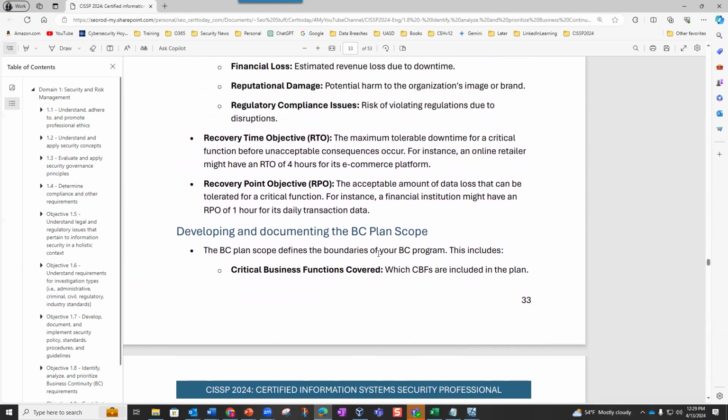Recovery time objective, or RTO, which is the maximum tolerable downtime for a critical function before unacceptable consequences occur. For instance, an online retailer might have an RTO of 4 hours for its e-commerce platform. Recovery point objective, or RPO, the acceptable amount of data loss that can be tolerated for a critical function. For instance, a financial institution might have an RPO of 1 hour of its daily transaction data.